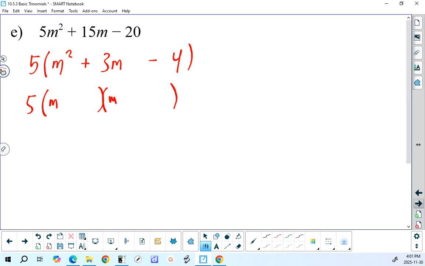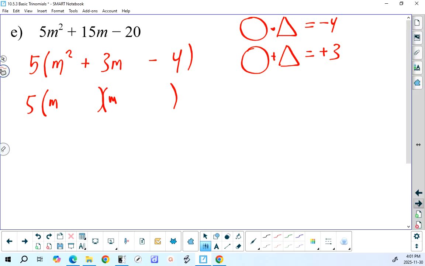So you are after two numbers which multiply to give negative 4. Those same two numbers add to give positive 3. Go ahead and pause the video and find the two numbers.